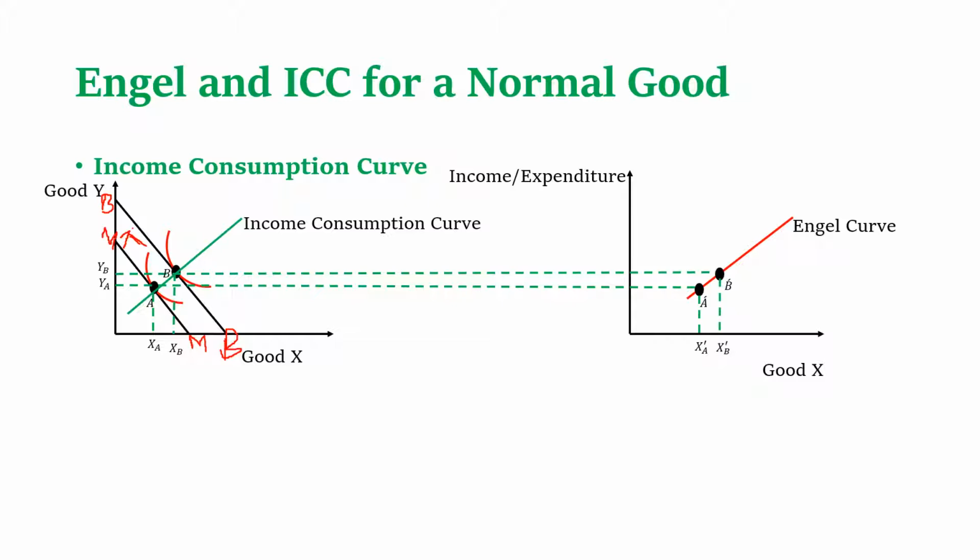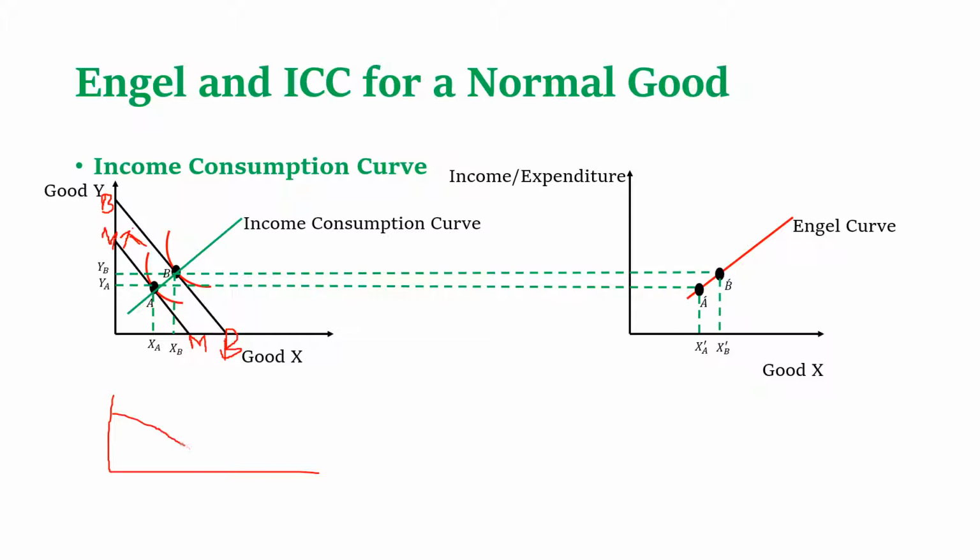Now, what happens if the income falls? Are we going to have a shift outwards when the income falls? Certainly not. The answer is no. We're going to have a shift inwards towards the origin. So instead of the budget line shifting to the right, it is going to shift to the left of the original budget line when there is a fall in income.